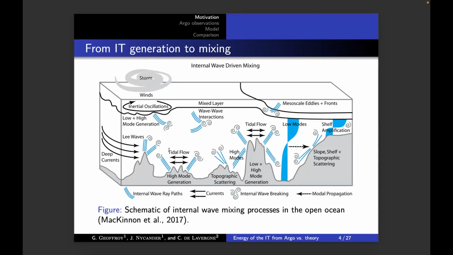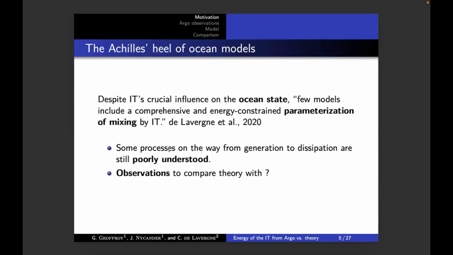As they propagate in the ocean, they are subject to a variety of dissipation processes, a few of which are represented there, and that will create mixing in the ocean interior. This mixing has been shown to have a large influence on the ocean state and therefore on the global climate system. Yet, few global climate models incorporate an energy-constrained parameterization of this mixing that comes from internal tides. So the aim of this work is to use Argo observations to tune our simplified model and to get better representations of this mixing.